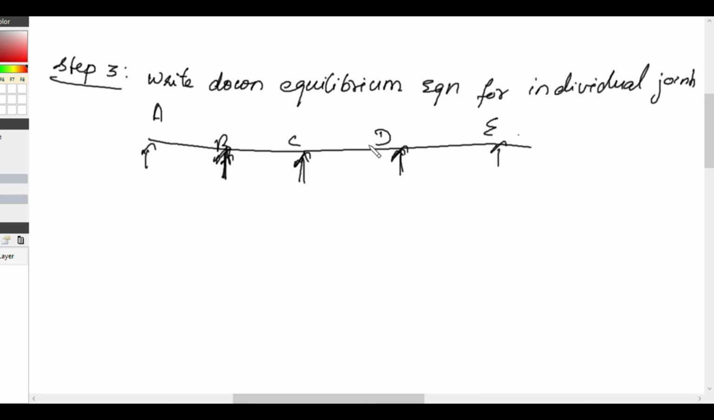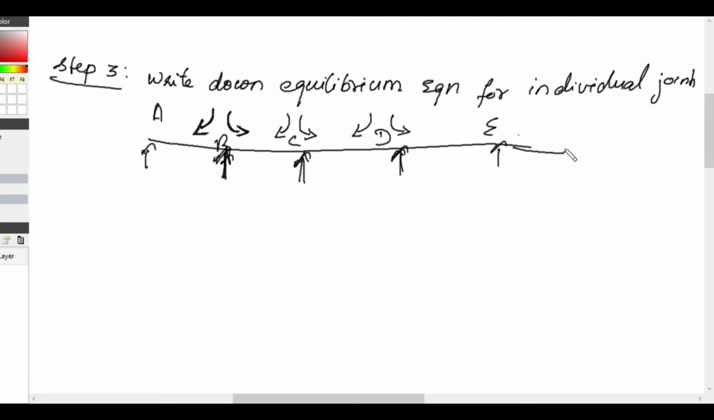See, if it is simple supports, we will be writing our moments like this. That is one clockwise and another one anti-clockwise. So together it becomes 0. Again at C you will have a clockwise and an anti-clockwise. So together it becomes 0. So here also one clockwise and another anti-clockwise. So together it becomes 0.